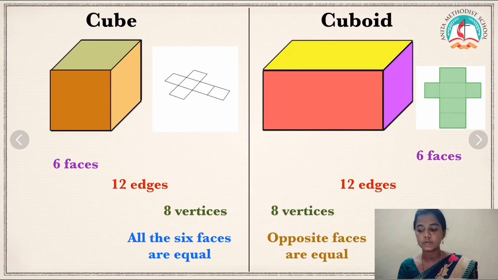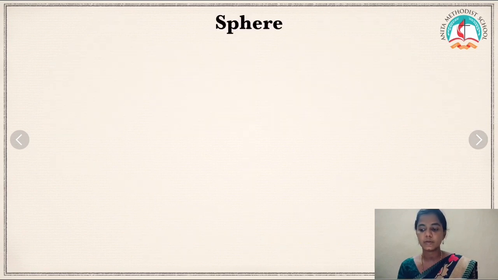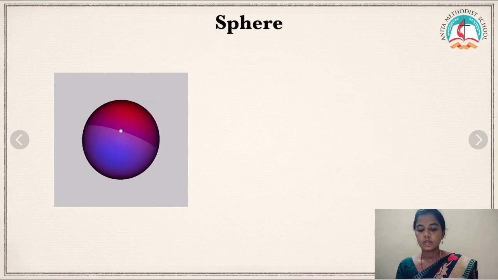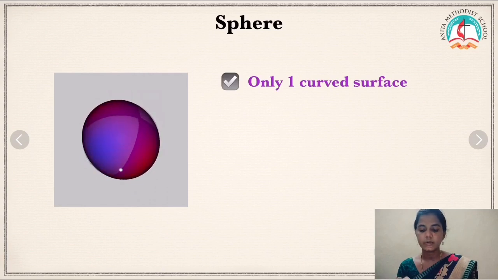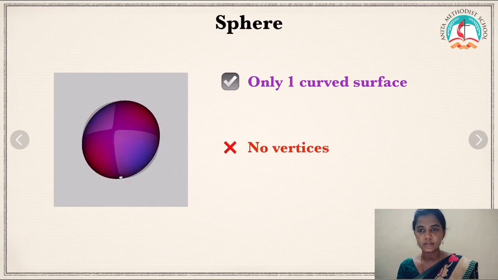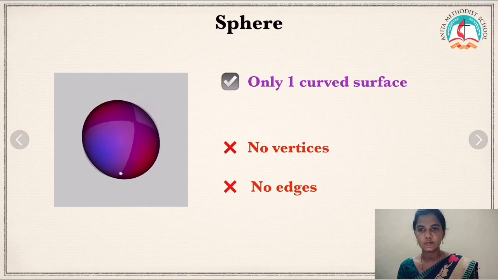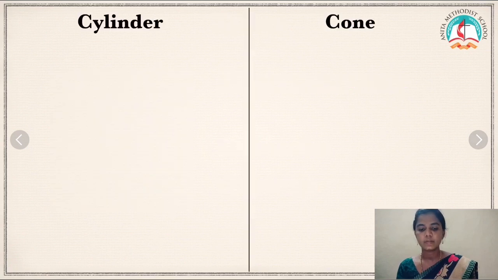Now we will move on to the properties of the sphere. A sphere has only one curved surface. Then it has no vertices and no edges. Then the cylinder and the cone.